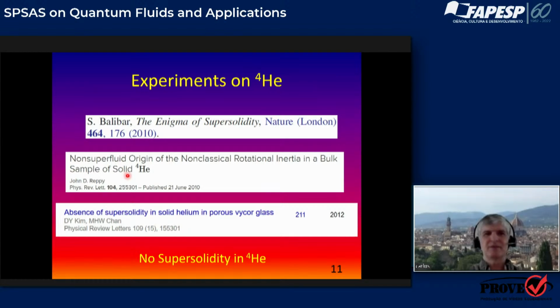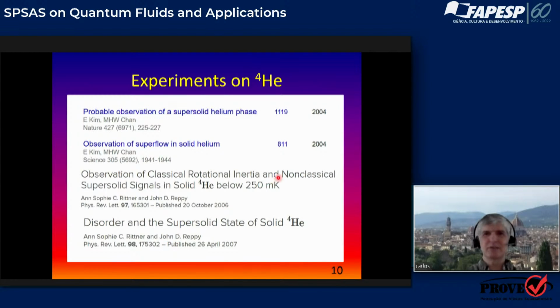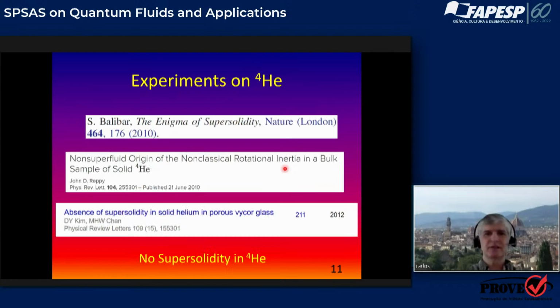So Reppy retracted first, showing that indeed there are other explanations for what they observed, like disorder actually playing an important role. And then Moses Chan also published a paper indicating the absence of superfluidity. Nevertheless, you can see the number of citations of those works is enormous because it's a big and important problem. Unfortunately, there's no supersolidity in helium-4 up to now. Okay? So that was unfortunately not the case.